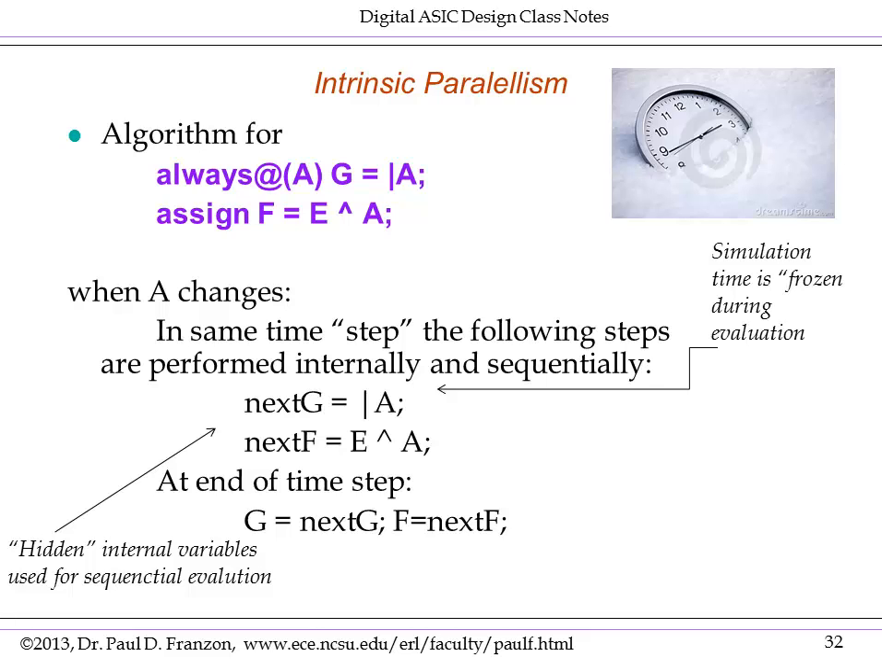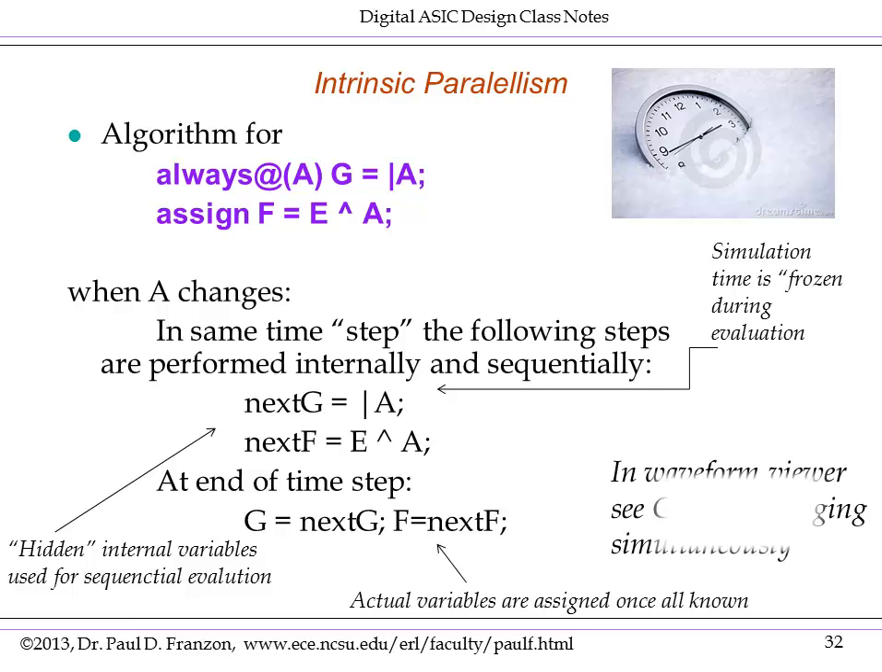Once that is done, once you've evaluated all the code that must appear to change at the same time, then the actual variables are assigned all at once, and the simulation time is unfrozen, and you'll see G and F changing simultaneously in the simulator. Now this is a simple example. Later we'll see more complex examples where there's a long chain of events within, for example, an always at block that will appear as if they're being evaluated in one moment of simulation time.